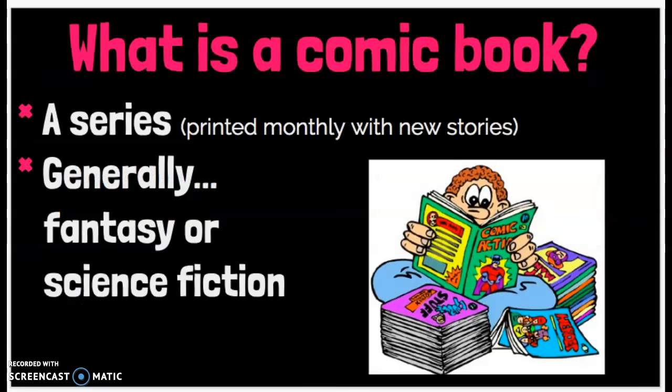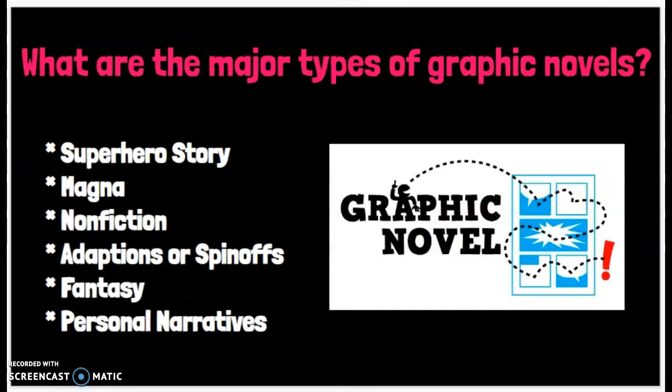What's the difference? What is a comic book? Well, a comic book is a series and it's usually printed monthly with new stories. And it's generally just fantasy or science fiction. So, what are the major types of graphic novels? You have your superhero story, your manga, your nonfiction, your adaptations or spin offs, fantasy, and personal narratives.